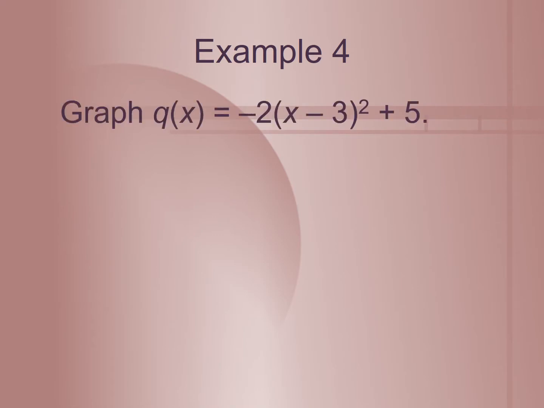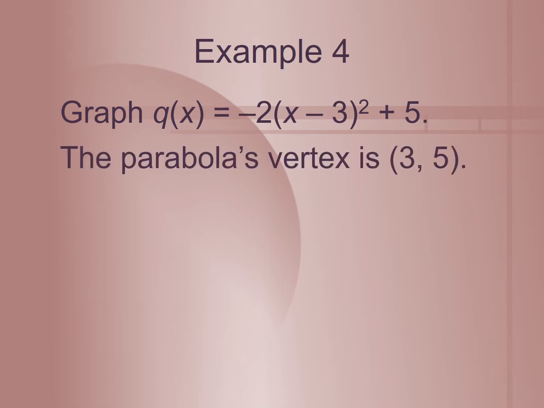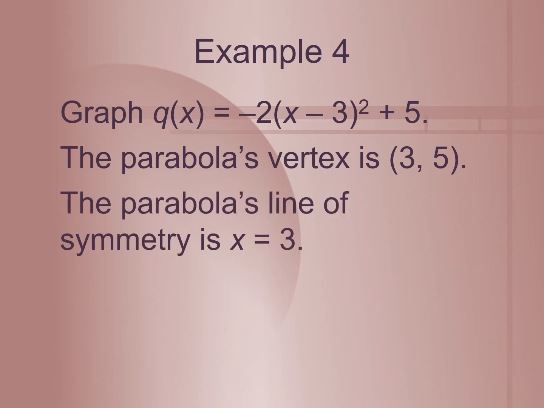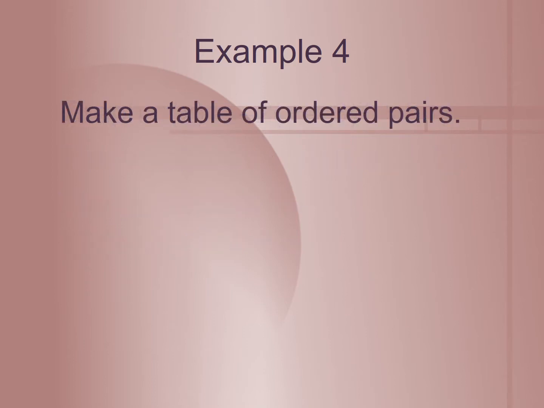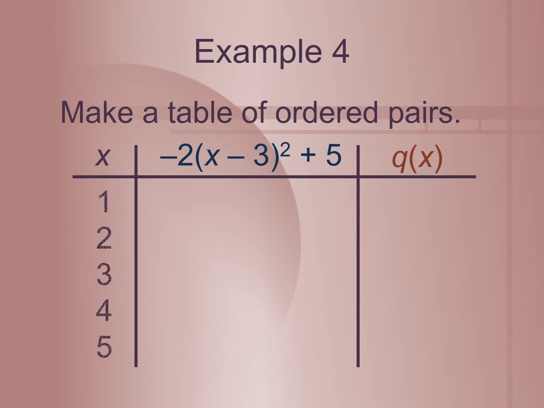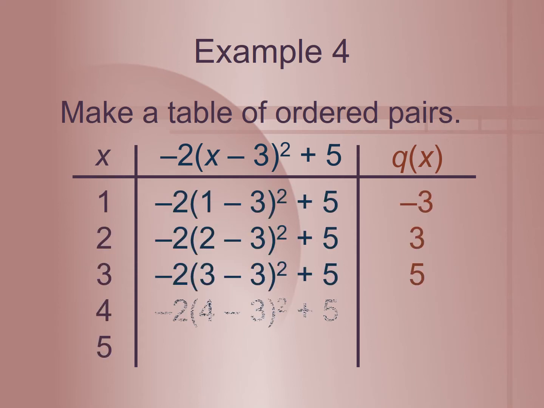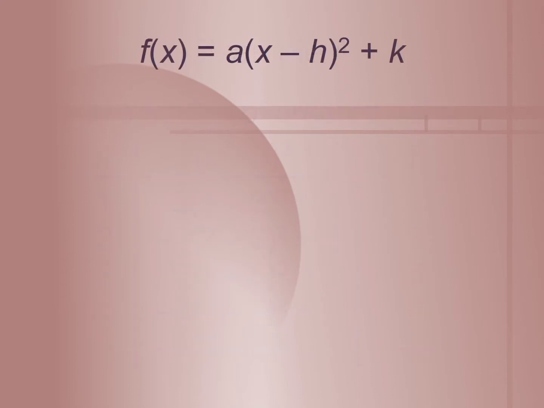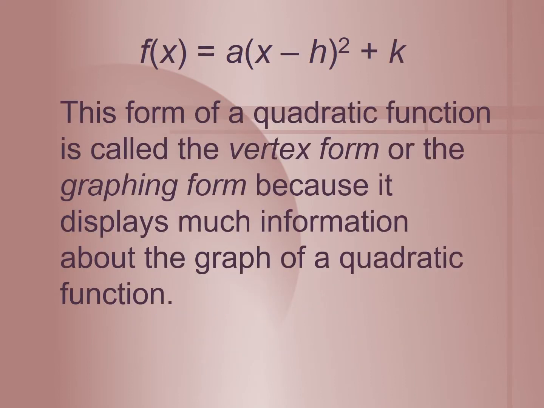So for our next example, we want to graph q of x, which is negative 2 times x minus 3 squared plus 5. So for this graph, our vertex would be at (3, 5), because our x-coordinate is 3 and our y-coordinate is 5. Our h is 3 and our k is 5. And then our line of symmetry would be x equals 3 because our h is 3. If we made a table of ordered pairs for this function, we can get some points. And then we can sketch the curve.